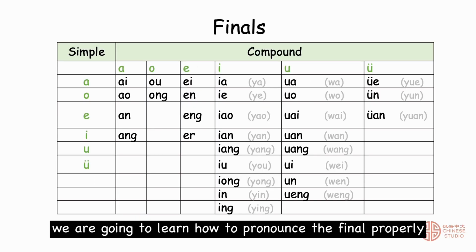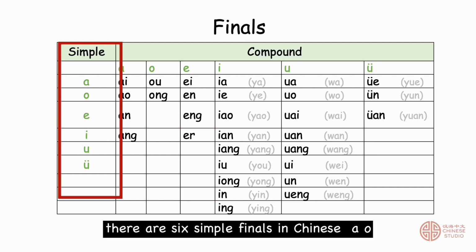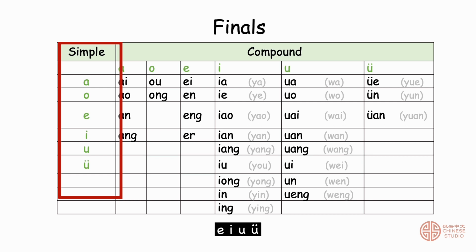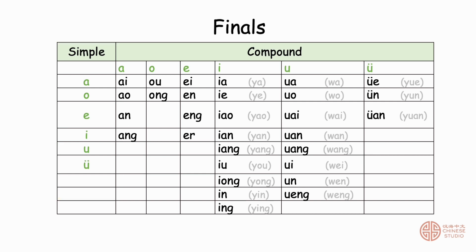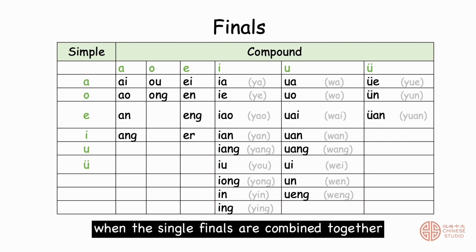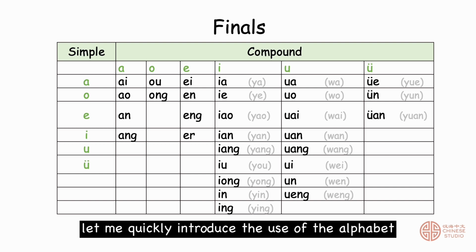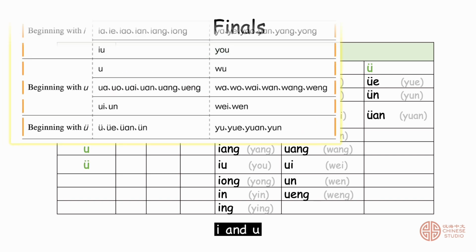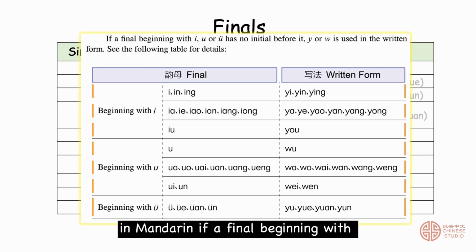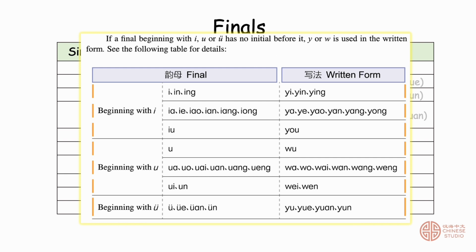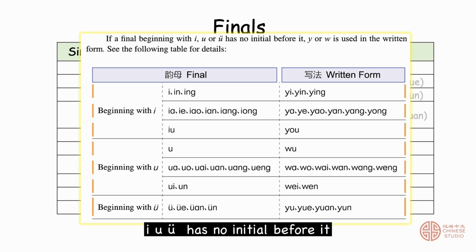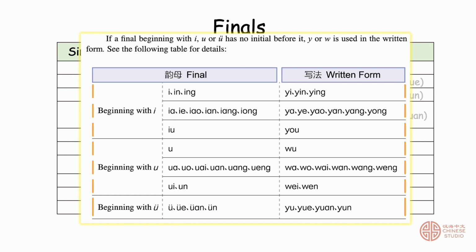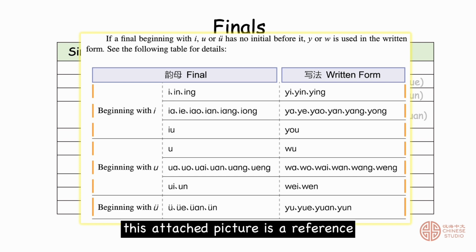On this page, we are going to learn how to pronounce the final properly. There are 6 simple finals in Chinese. A, O, E, I, U, Ü. When the simple finals are combined together, it will pronounce compound ones. Before we begin, let me quickly introduce the use of the alphabet, I and U. In Mandarin, if a final beginning with I, U, Ü has no initial before it, Y or W is used in the written form. This attached picture is a reference.